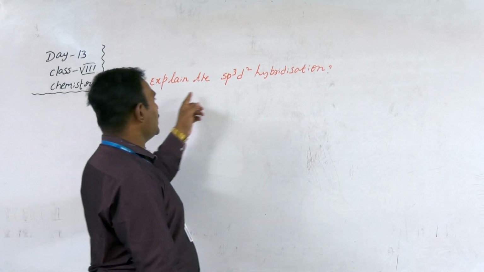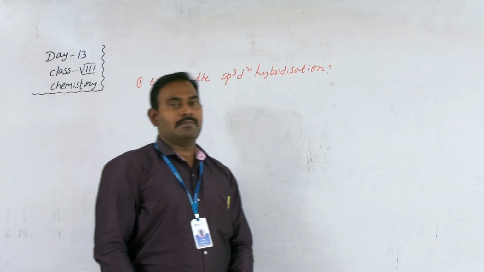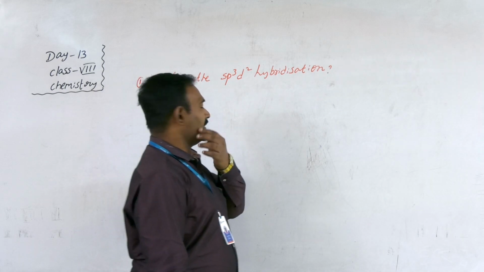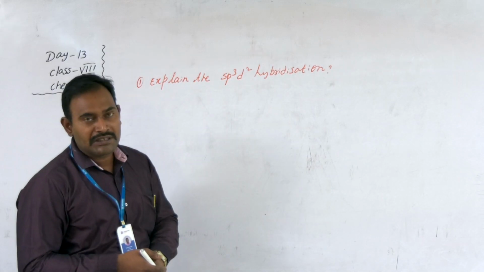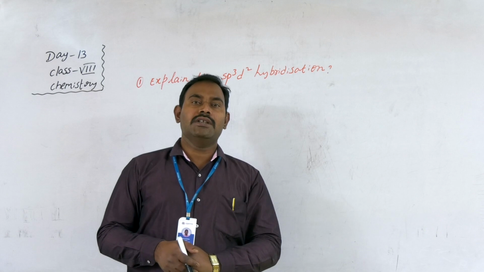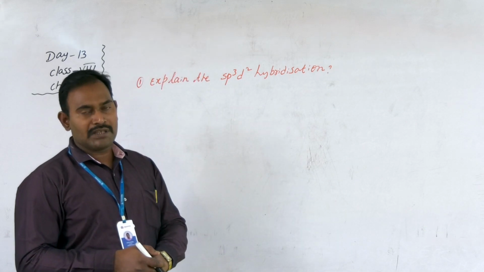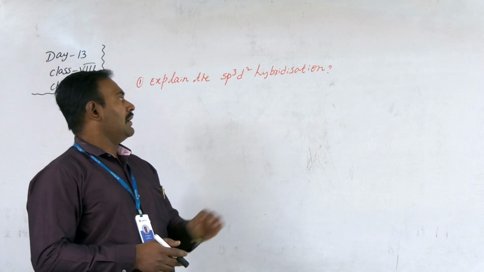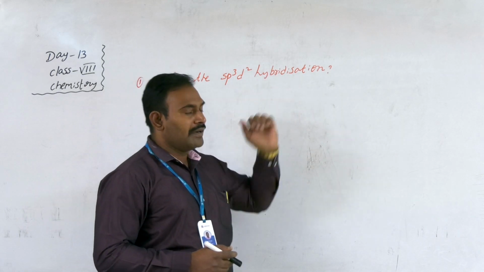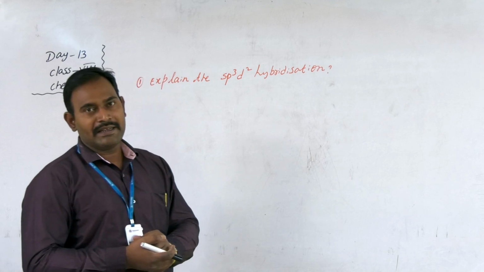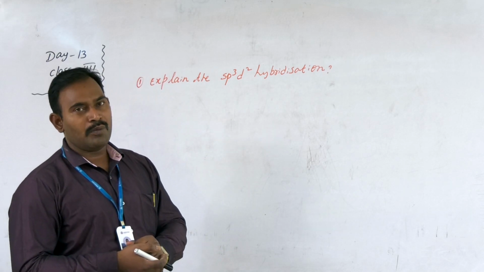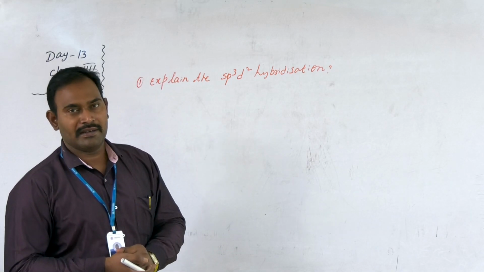First question, explain the sp3d2 hybridization. sp3d2 hybridization means combination or intermixing of 1 s orbital, 3 p orbitals and 2 d orbitals, and then produce the 6 sp3d2 hybrid orbitals. The bond angle is 90 degrees and the geometry of the molecule is octahedral.